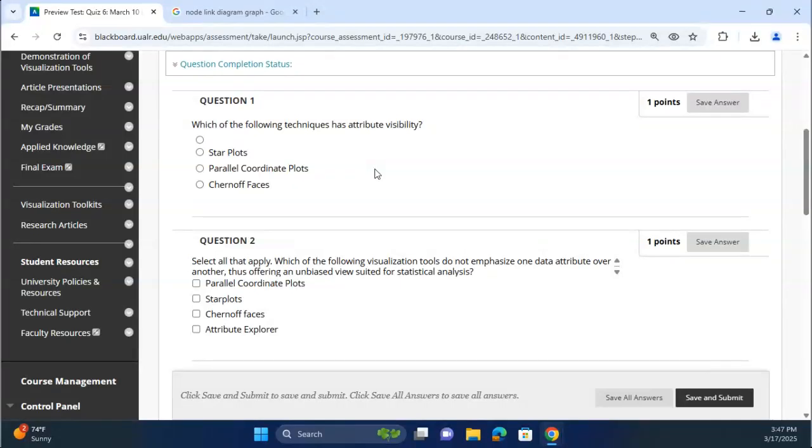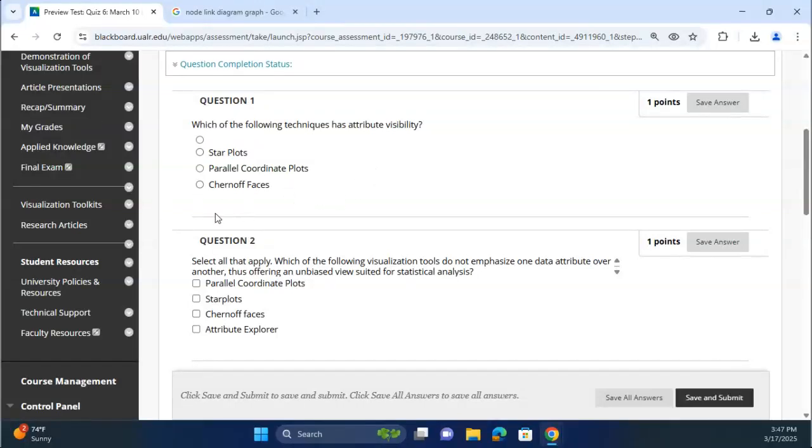It's hard to prove a negative, but it tends to be that some visualizations focus more on objects. Others, like baseball cards, focus more on objects. Others, like a histogram of all the salaries, focus more on attributes. So that's what this question is asking.